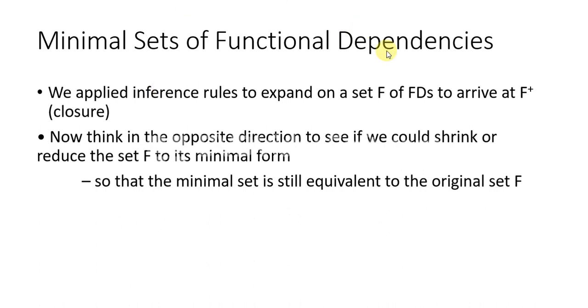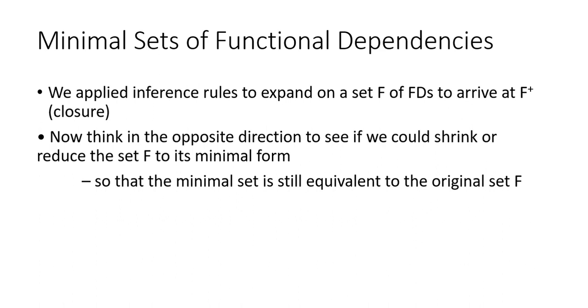So minimal set of functional dependencies, let's formally define it. Suppose we have a set of functional dependencies F, then we'll be able to find F plus, which means closure of this F. How can we find closure of a set of functional dependencies? We start with the given set of functional dependencies and we apply inference rules to expand the set. We have IR1 to IR6 rules, and they will be applied on this F to get F plus, which means finding this closure is an expansion procedure.